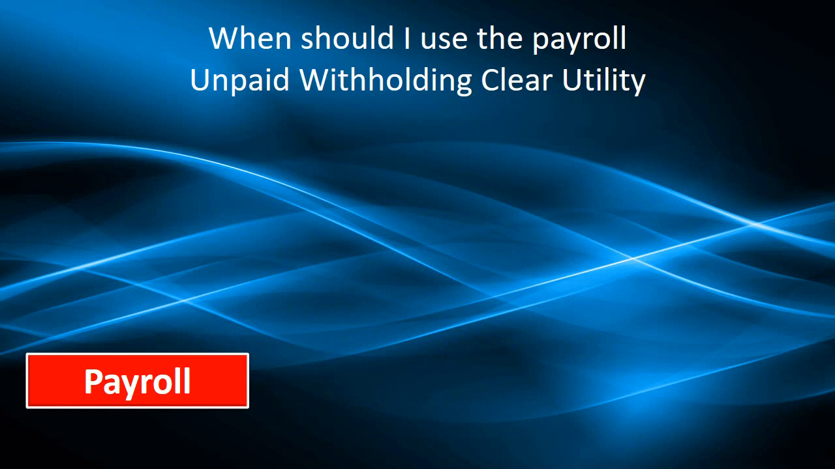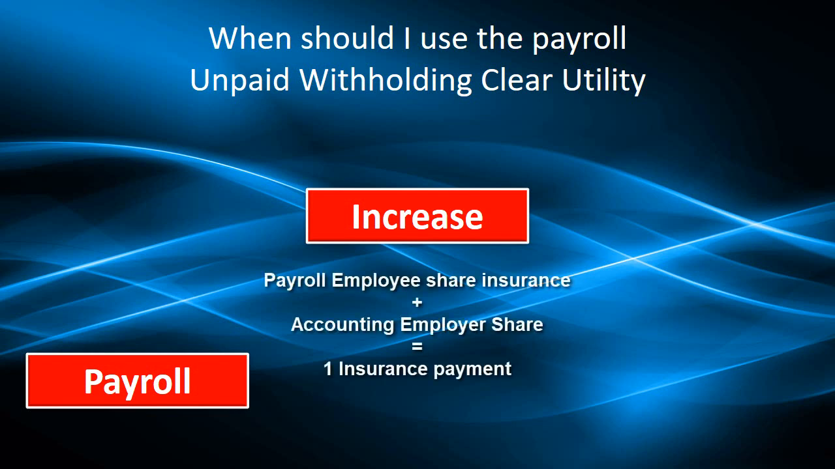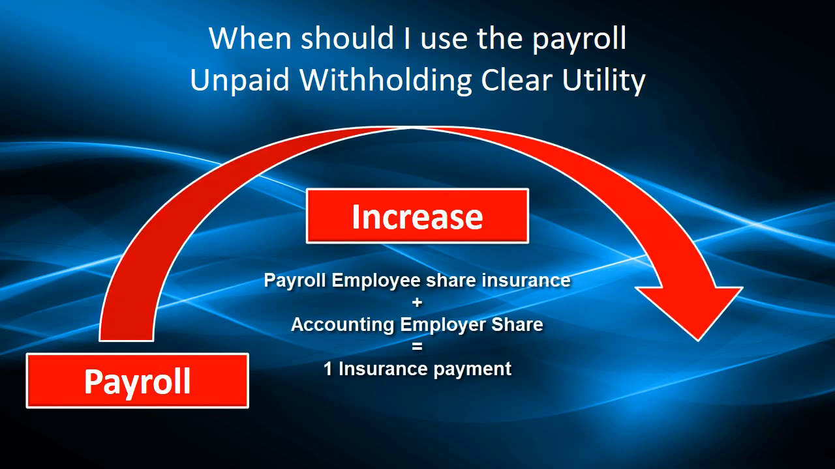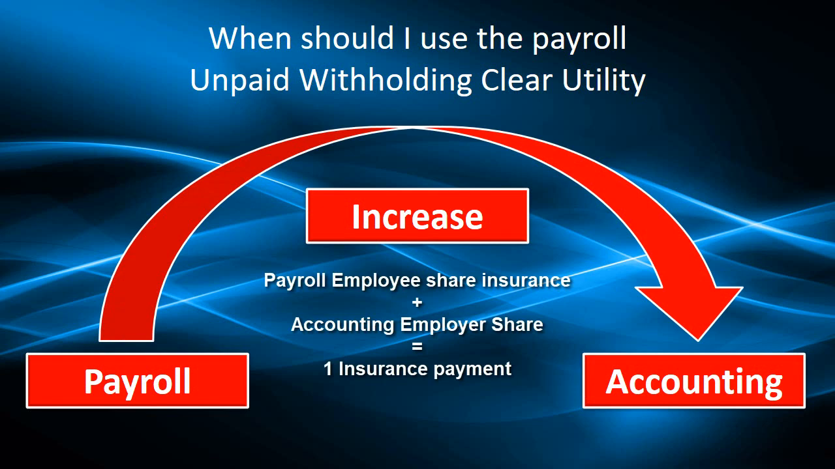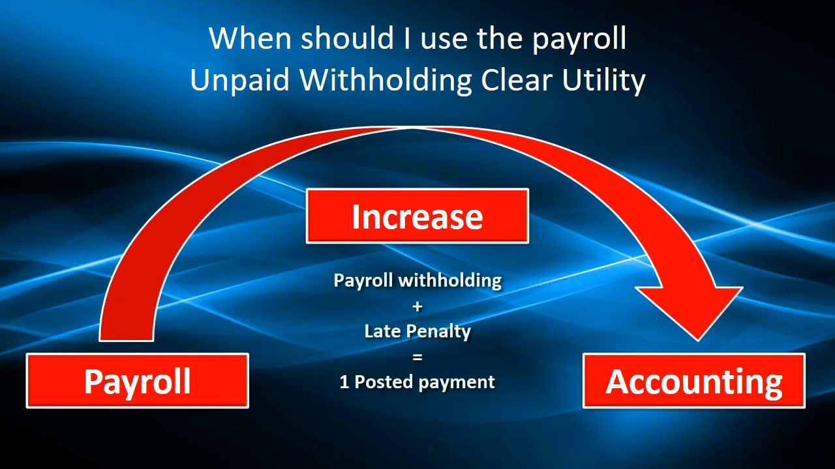When you have a payroll withholding that needs to be increased, you might say, why would I need to increase my payroll withholding? Well, let's say you want to take the employee share of insurance from payroll and add the employer share to it, so you have one payment for health insurance. We would take the payroll payment from the payroll software, send it over to accounting where you can add the employer share. Of course, you would also use this process if you had to add a penalty to your payment for paying late.